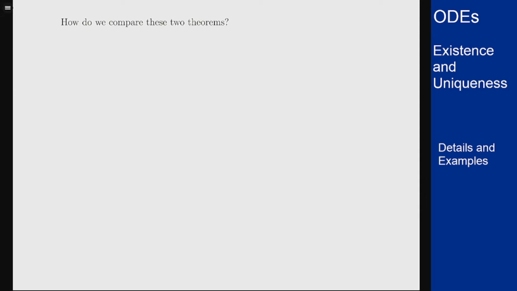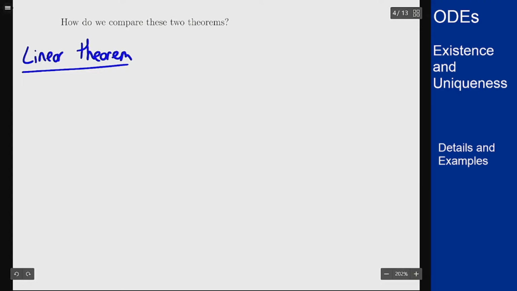In this video, we'll take another look at how we compare the two different existence and uniqueness theorems. The main difference between these theorems is when they apply and what they tell us when they do apply. For the linear theorem, we are told that a solution exists and is unique so long as both p of t, the coefficient of y, and g of t, the right-hand side, are continuous.